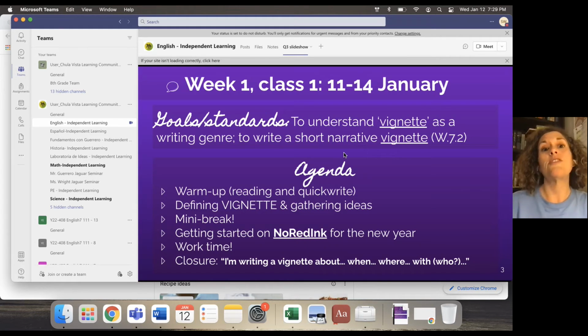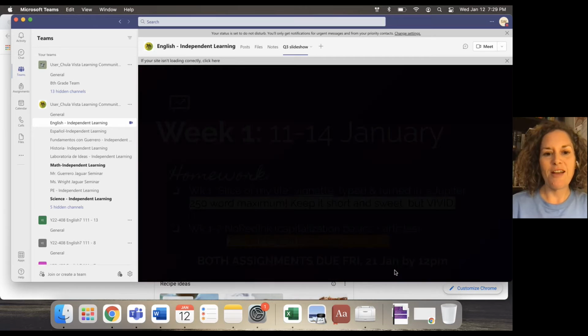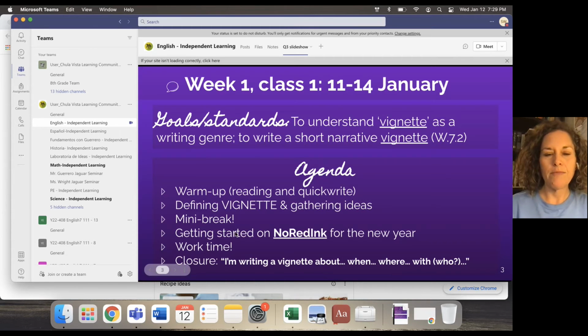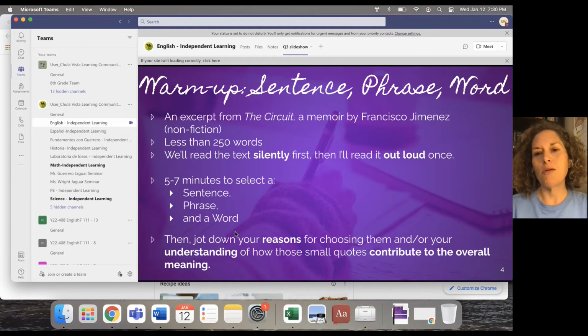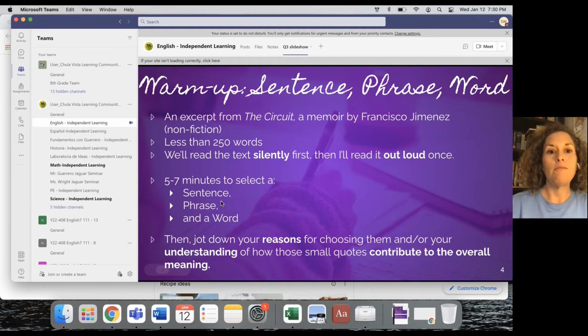Goal is to understand vignette as a writing genre and to write a short narrative vignette. I don't expect that you finish that all in this time. That's why it's not due until next Friday at the end of online day, basically. So this is just giving you protocol on the warm up. If you did that on your own, great. But this is just generally what you would do. If you haven't done that on your own yet, you could use this video and then just pause, give yourself time to do that warm up and then write things down and then move on and then hit play on the video again.